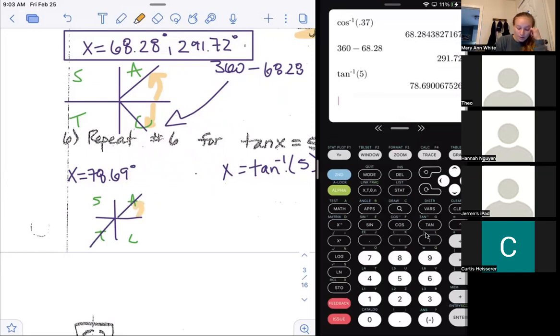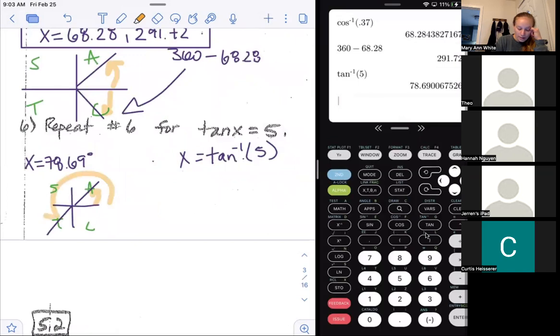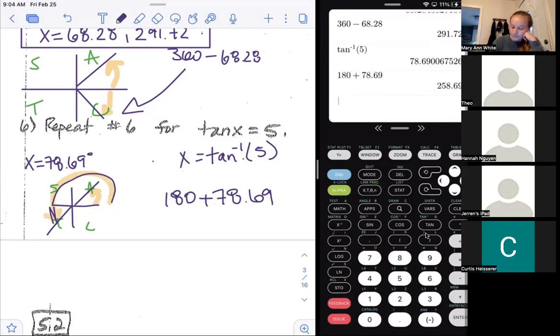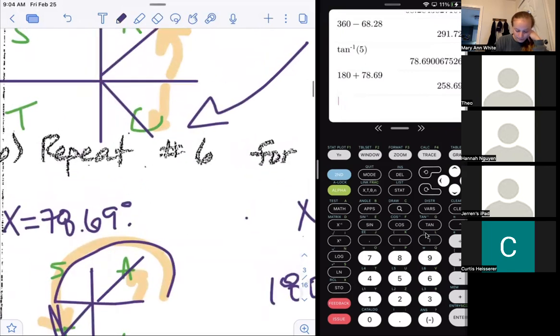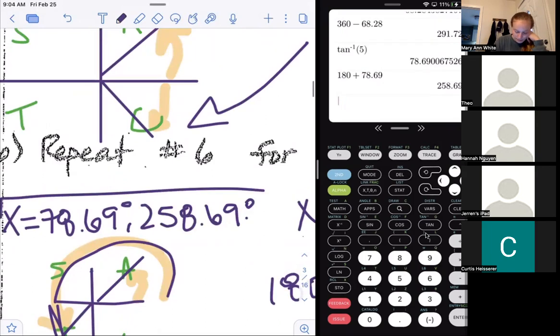Now in the third quadrant, I'm going all the way to 180 and I'm going plus 78.69. So to find that second angle, we're going to do 180 plus 78.69. I have to go all the way to 180, and then I have to go an additional 78.69 in order to find the angle that matches it in the third quadrant. So I can just throw that in my calculator really quick. I'm going to get 258.69. And that is my answer.